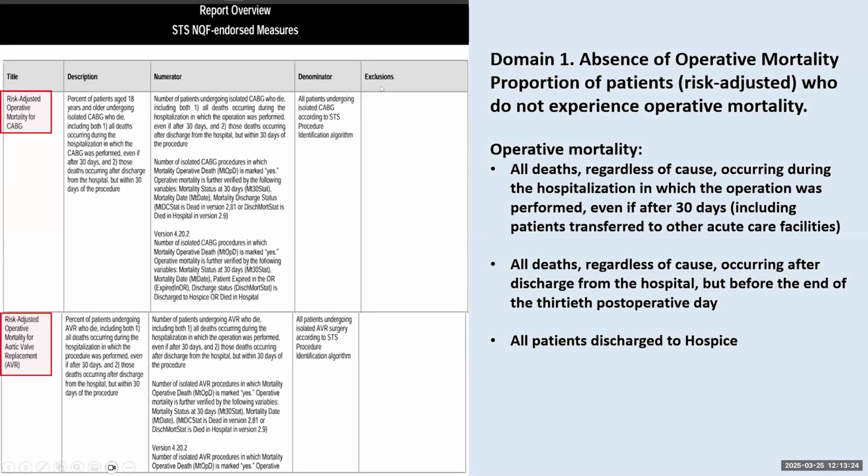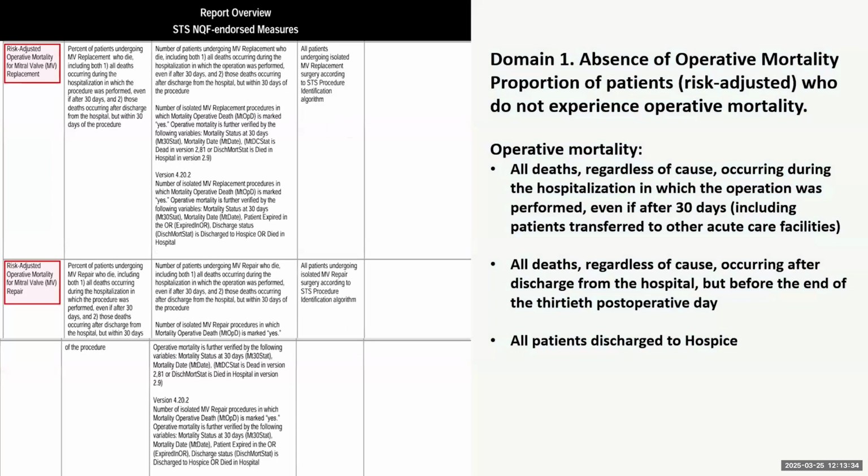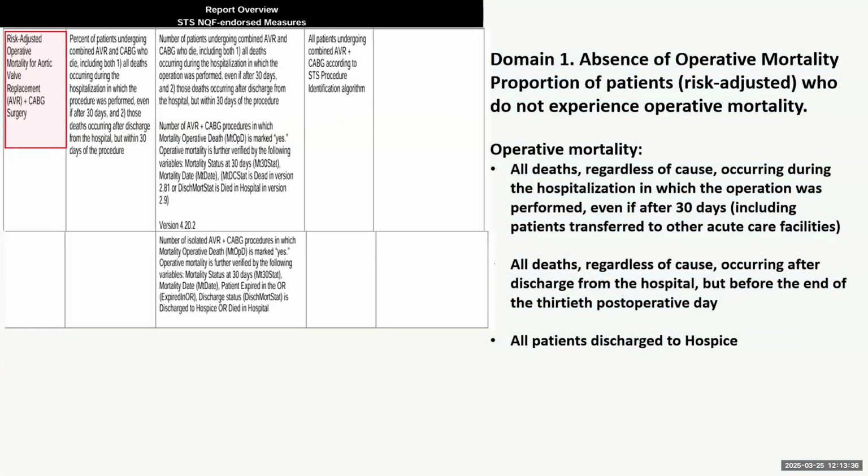Let me go back up here to this first part, exclusions. I want you to notice for operative mortality, every one of these slides, in this last column, exclusions, there are none. Okay? Because I get a lot of questions about, well, my patient was emergent salvage. Is he going to be excluded from operative mortality? No, there are no exclusions for operative mortality. So I do want to point that out. This is an important document to be familiar with because it will provide you with the exclusions for the particular measure.